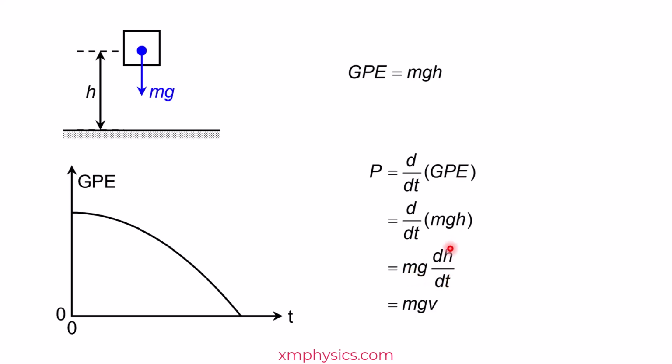What is dh/dt? It's the rate at which your height is falling, which is basically the vertical velocity. So again, even though the force is constant, the acceleration is constant, it turns out the power is not. The mass is losing GPE at a faster and faster rate as it falls faster and faster.